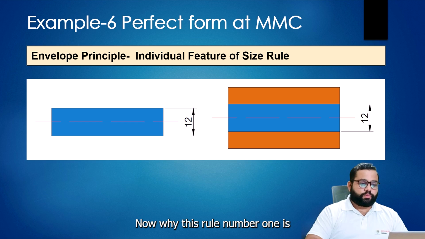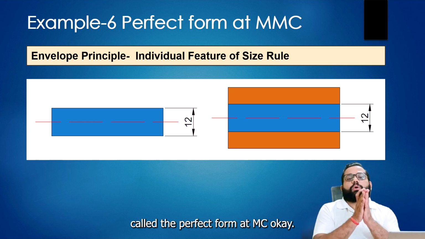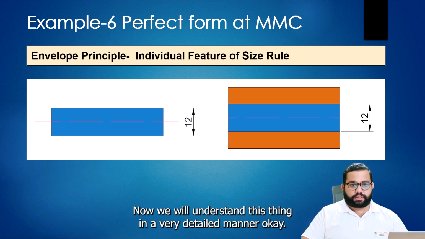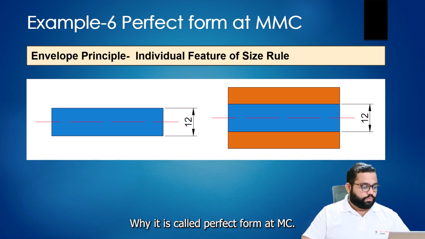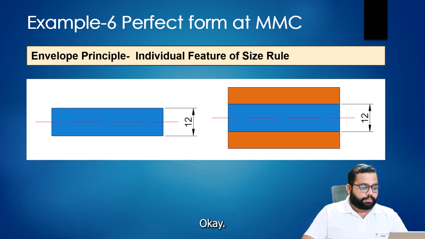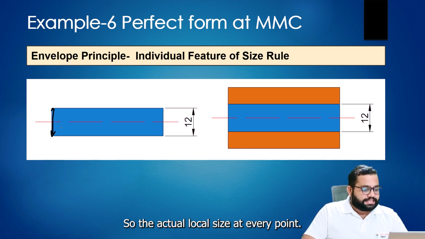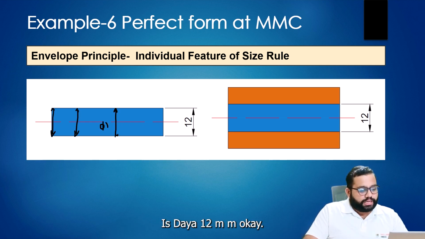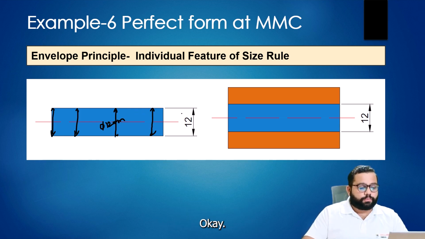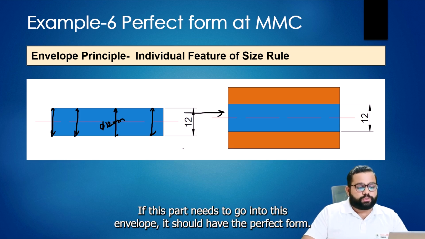Now, why is rule number 1 called the perfect form at MMC? Now we will understand this in a very detailed manner. Let's say this part is produced at a local size of 12 mm, so the actual local size at every point is dia 12 mm. If this part needs to go into this envelope, it should have the perfect form.